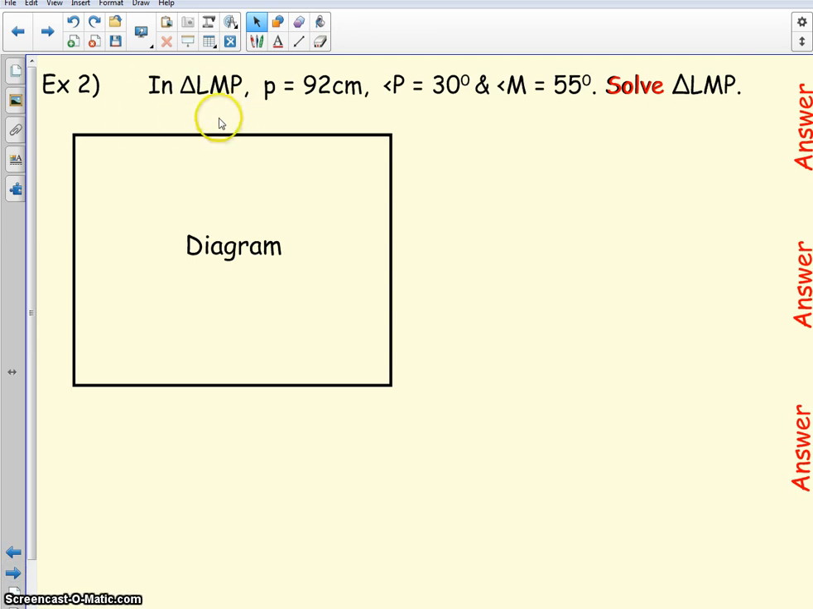So, I'm giving you a triangle here. I'm giving you a side length and 2 angles. I want you to solve the triangle. Remember what solve the triangle means? It means you are finding everything that's unknown. All the missing sides, all the missing angles.